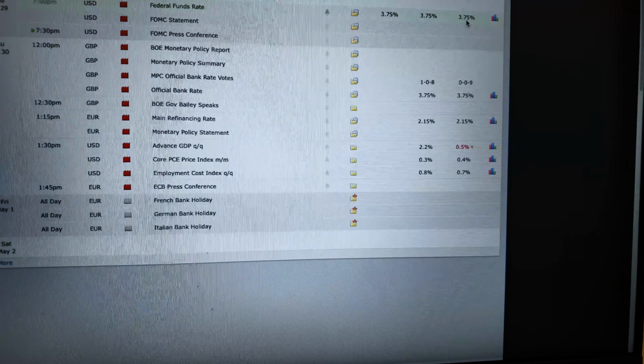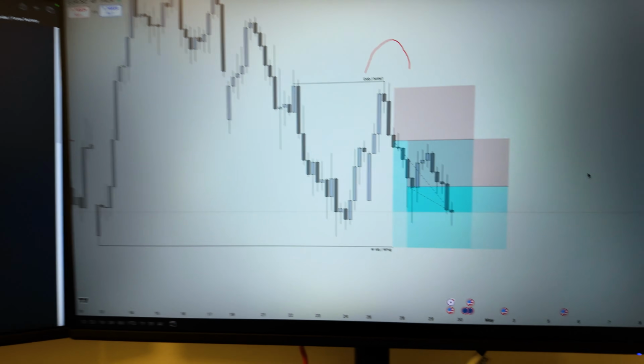The fund rates were the same as forecast. So to be honest, I'm going to be waffling here because I don't care about fundamentals at all. I got no idea. But the forecast was 3.75 and the actual was 3.75. That's why we're not seeing that much volatility. So now let's just wait for the press conference at 7:30 and see what happens.